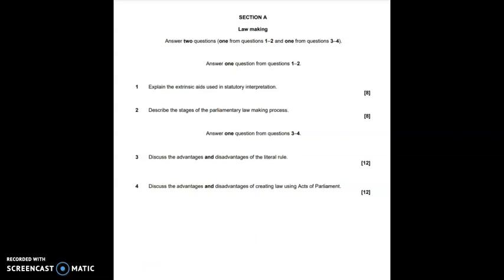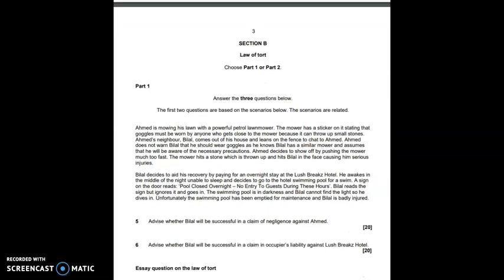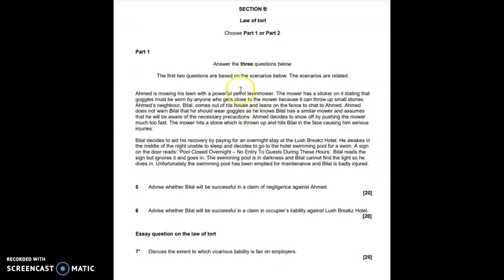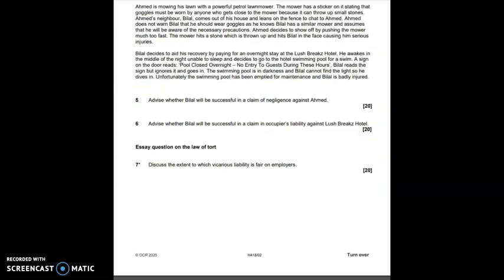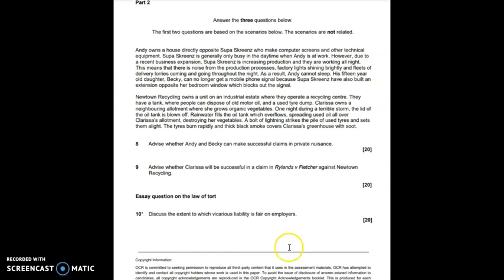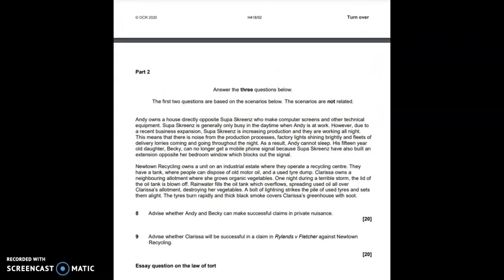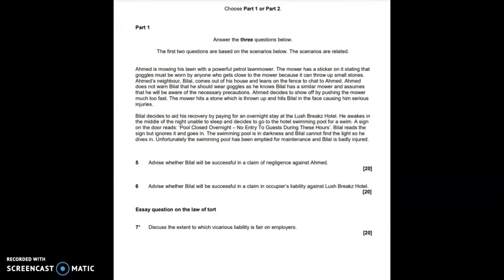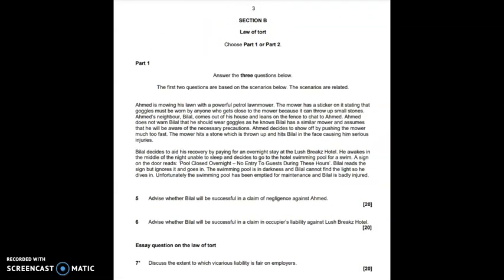So that's section A. Let's scroll down to section B then, and this is where we get into the law of tort. And you are told that you need to choose either part 1 or part 2. So part 1, you've got a couple of scenarios here and 3 questions. And if I scroll down quickly to part 2, again, you can see you've got 2 little scenarios and 3 questions below. So it's the same format. Both section B are on the law of tort, but you're going to need to scan read part 1 and part 2 quite quickly to decide whether you want to do this one or the other alternative question.